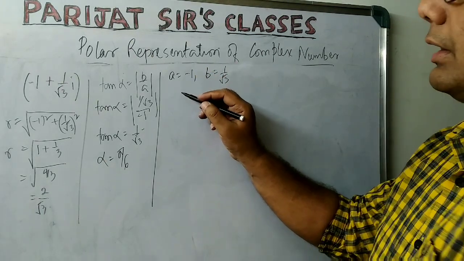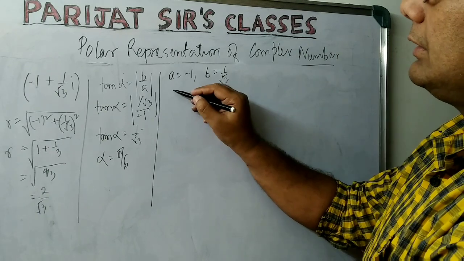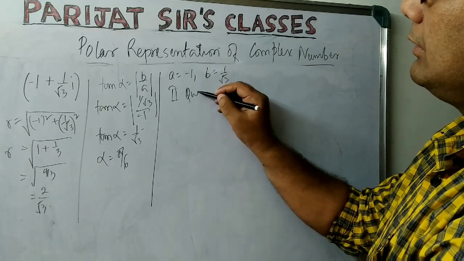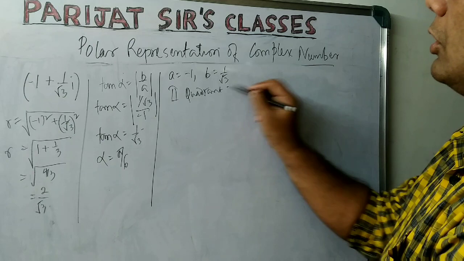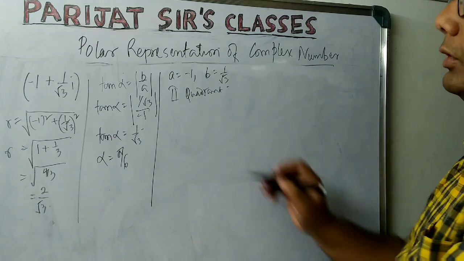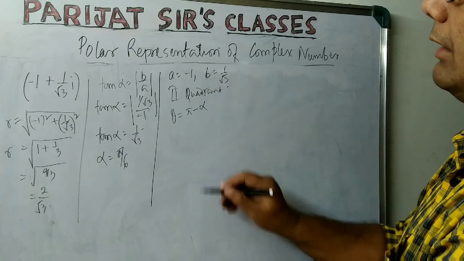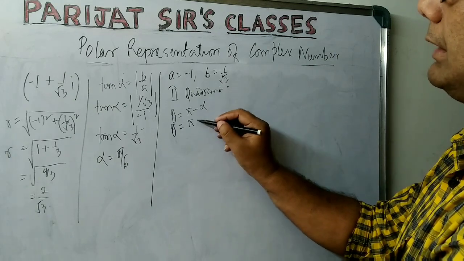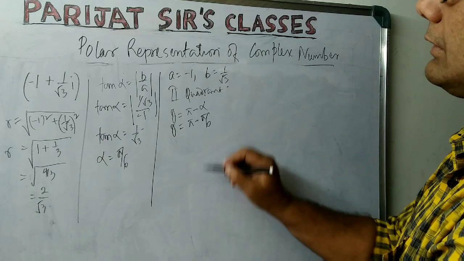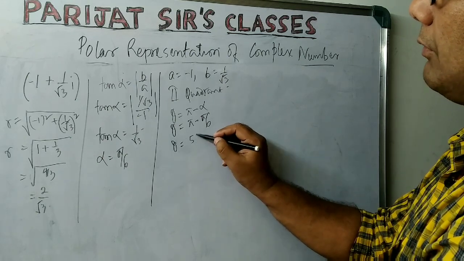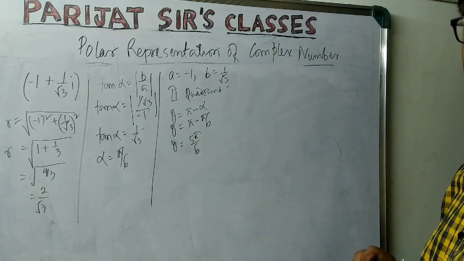That means it is in which quadrant? A minus, B plus. It is in the second quadrant. So in the second quadrant, what do we know? We know theta is equal to pi minus alpha. So theta will be pi minus pi by 6. So theta will be 5 pi by 6.